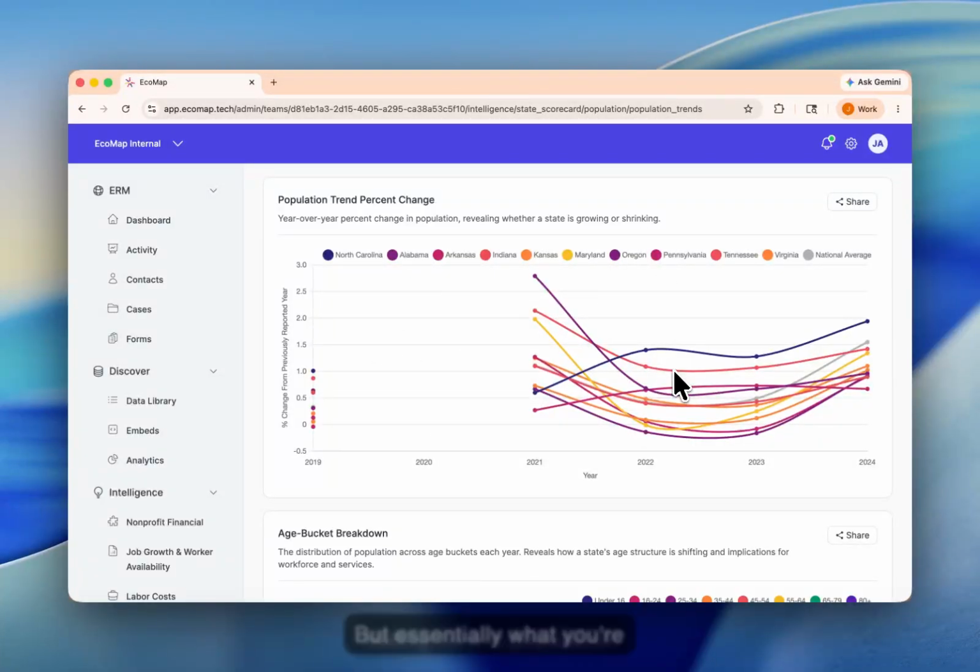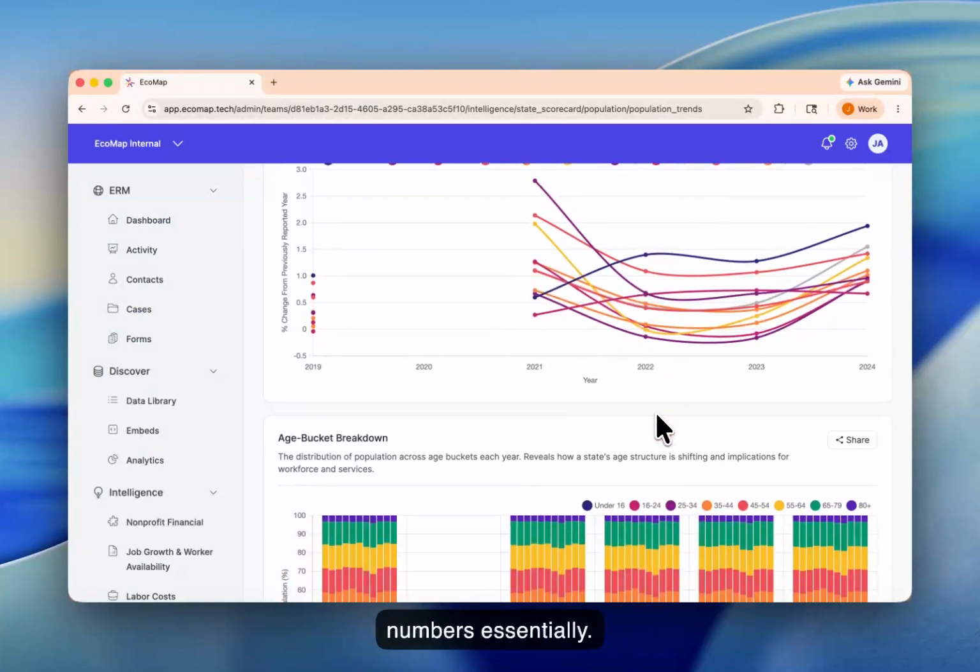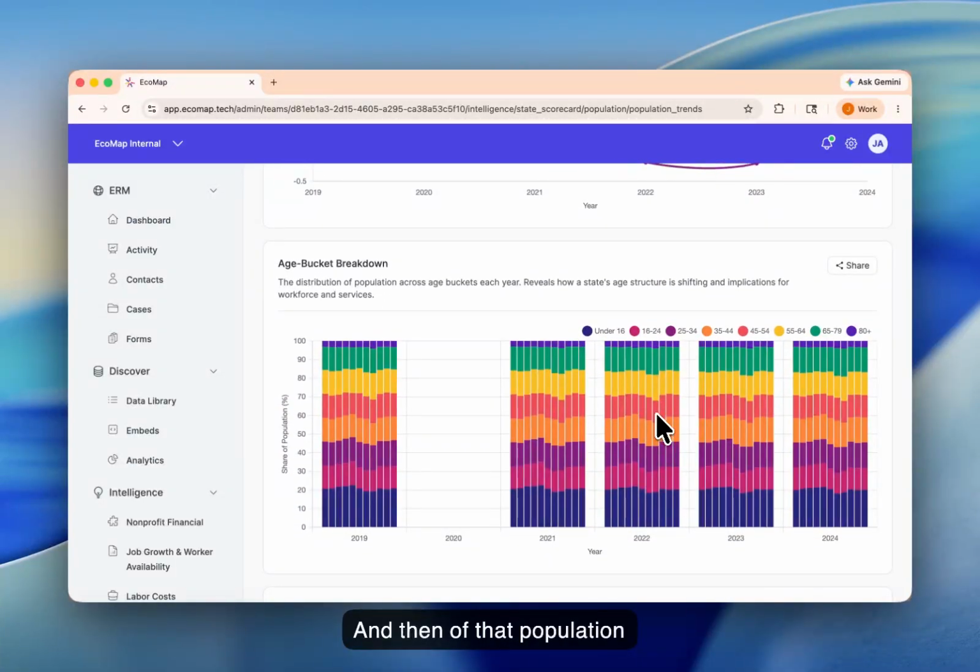But essentially what you're seeing here is population trend, percent change, right? What's the change year over year in the population of the states shown here? This is regardless of whether it's natural change or migration change. This is just like the straight numbers, essentially. And then of that population change, we're looking at the shifts in the distribution of age buckets of the population of a given state.